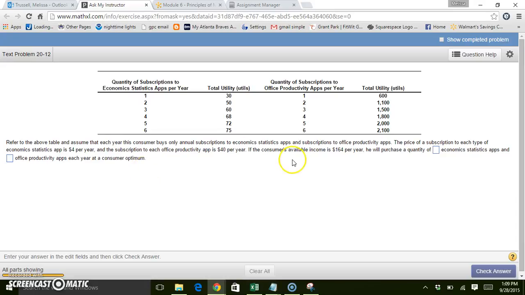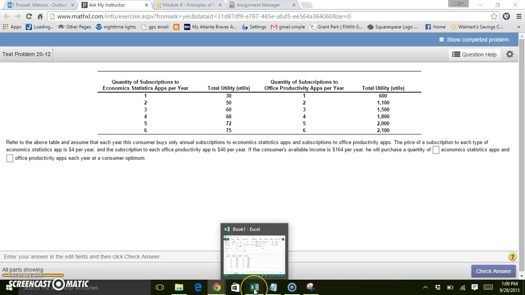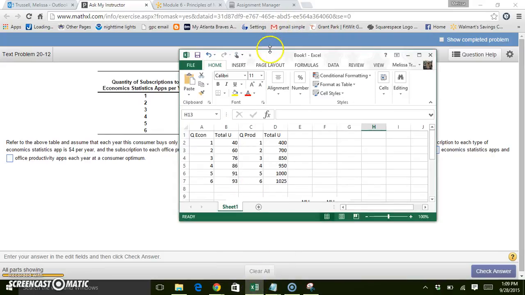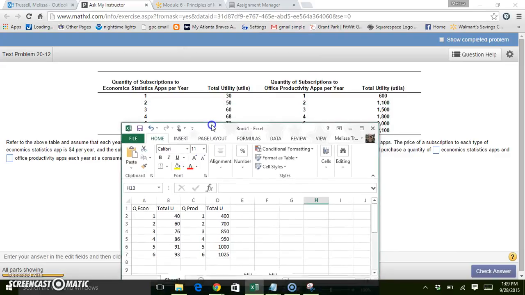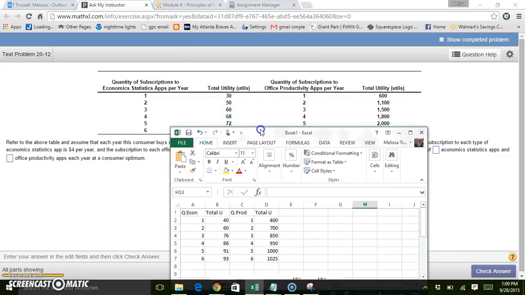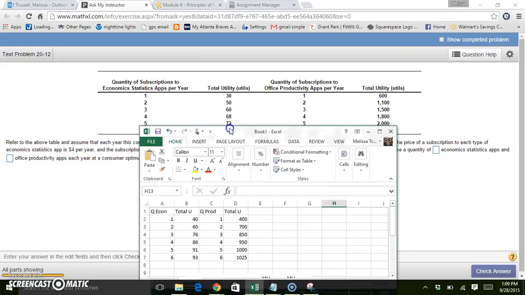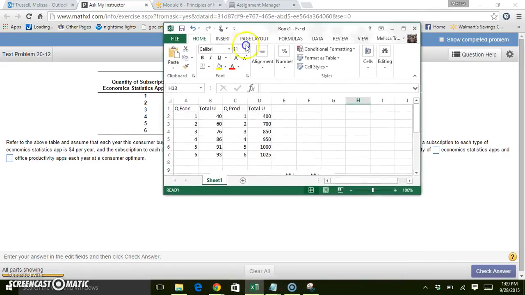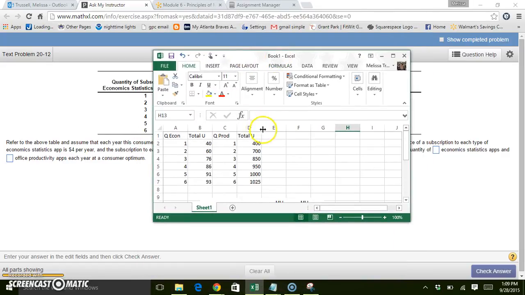So I'm going to use Excel to help me recreate this table and sort of add in the new columns that we'll need to solve the problem. You can do this on a piece of paper or however you prefer. So I'll pull up Excel here where I've already typed in the quantities and total utility that it gave me in the problem. And then we'll add some columns as we go along.